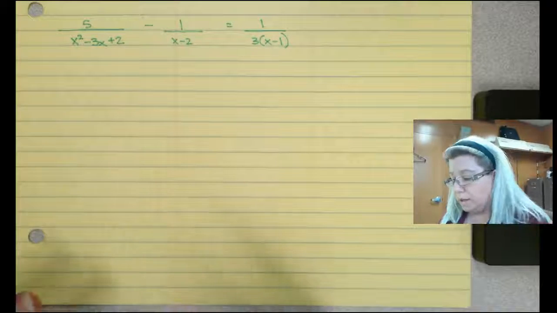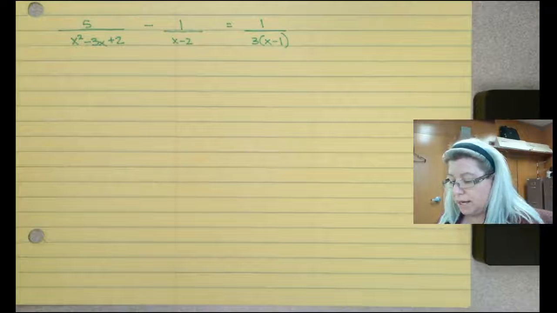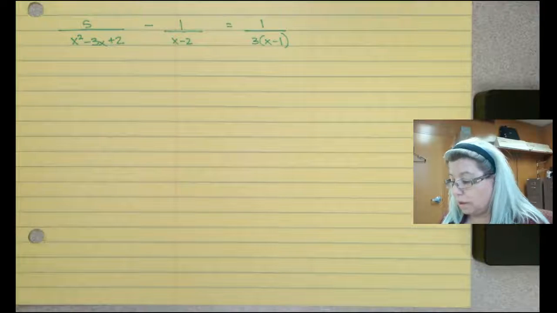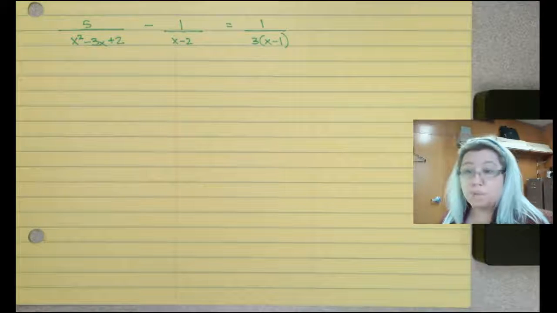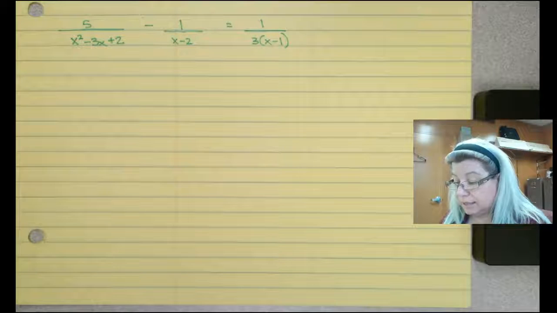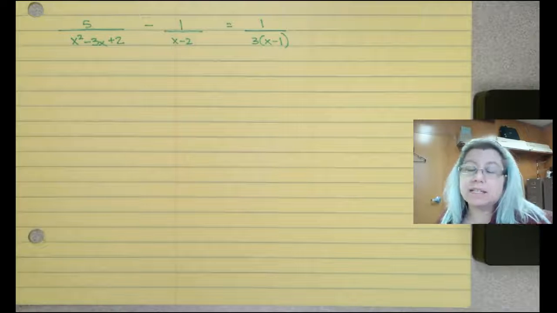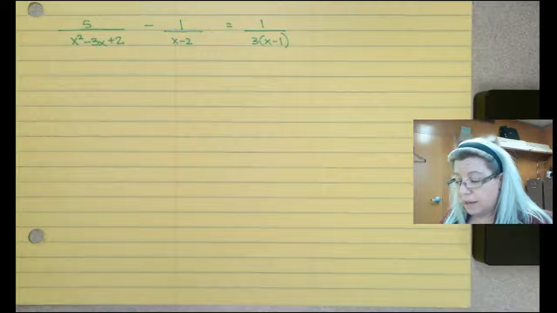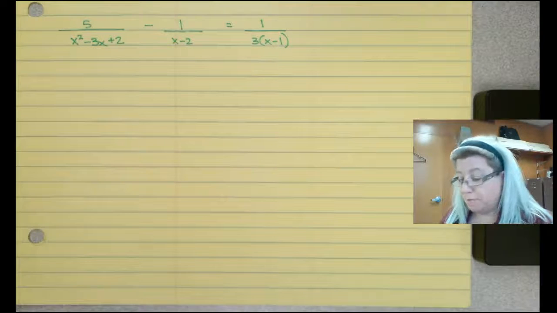Let's go with 5 over x squared minus 3x plus 2 minus 1 over x minus 2 equals 1 over 3x minus 1 times x minus 1. We need to find the LCD. But I can't see what the LCD is quite yet because that first term, the denominator is not factored. So let's go ahead and factor that first term.